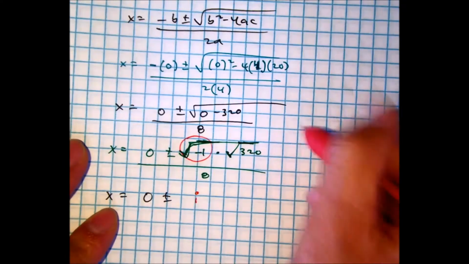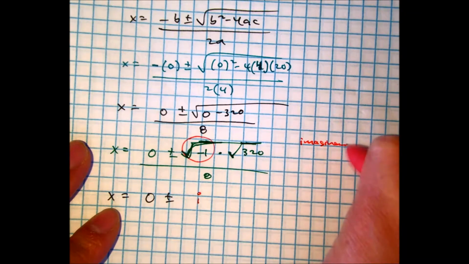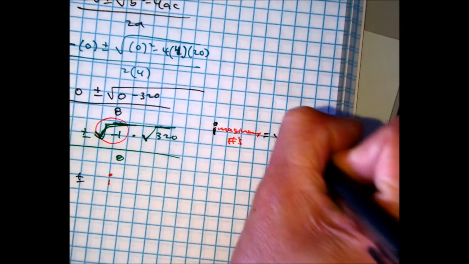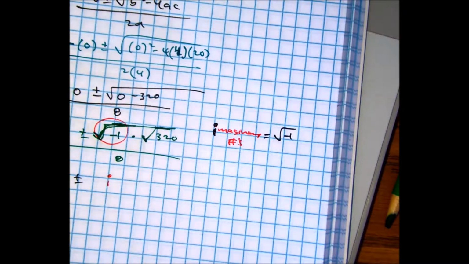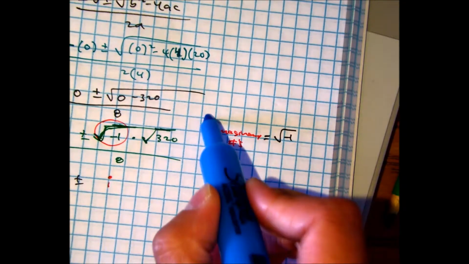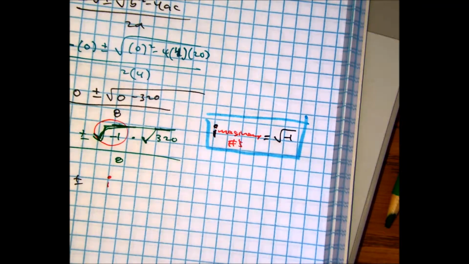So if you didn't know that, right on the side, imaginary numbers. Imaginary numbers is they use I equals the square root of negative 1. Write that down. Raise your hand if you knew that before I gave you the tip. Thank you for paying attention in Math 5.